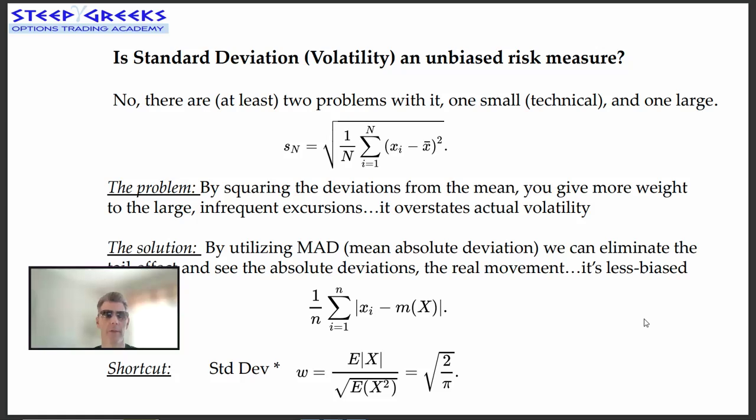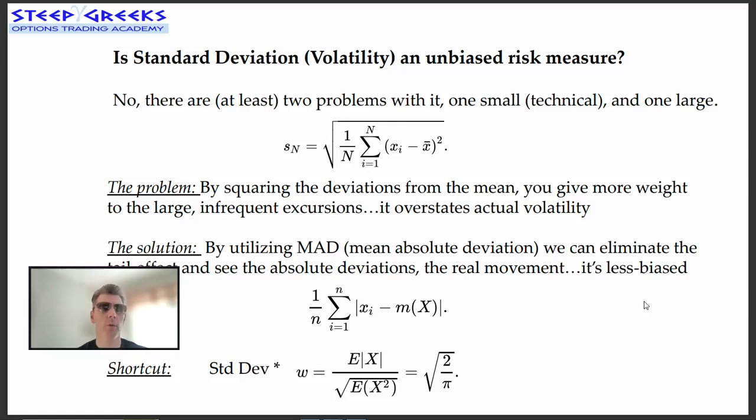So if we do the math, the problem is you're squaring the deviations from the mean, right? Which means you give more weight to the large infrequent excursions. This ultimately overstates the level of volatility. So how do I correct for this? Well, we can use mean absolute deviation, right? We just take the absolute deviation from the mean, take that number and annualize that, and we can get a more accurate version of historical volatility, or what's already happened, right?